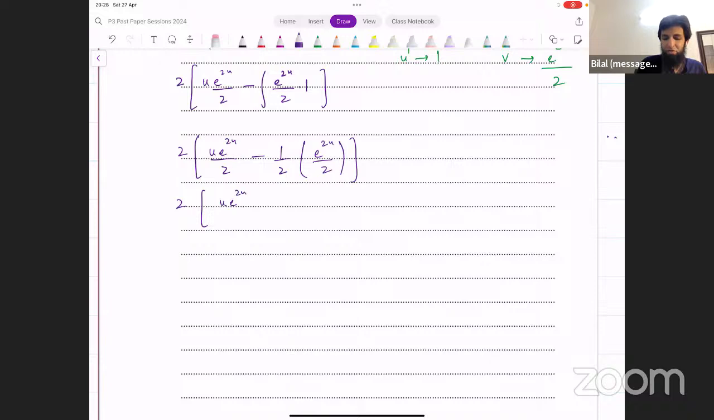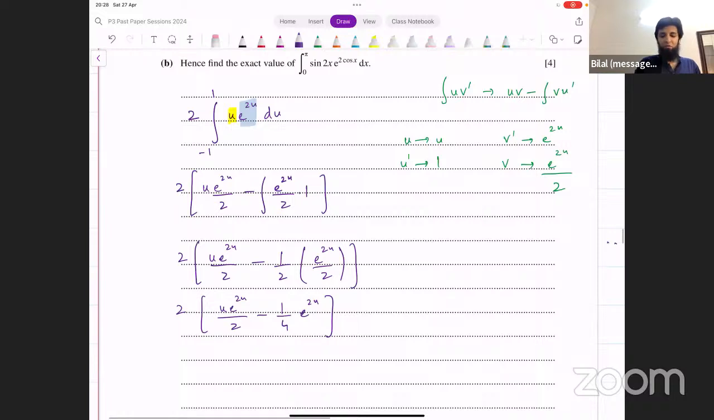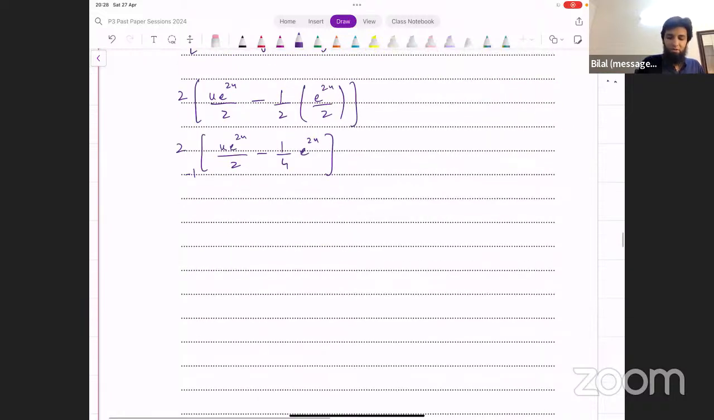u e raised to power 2u divided by 2 minus 1 over 4 e raised to power 2u. And now you input the limits. What were the limits? Limits were supposed to be from minus 1 to 1. So we input minus 1 and then we input plus 1 and then subtract those two cases.